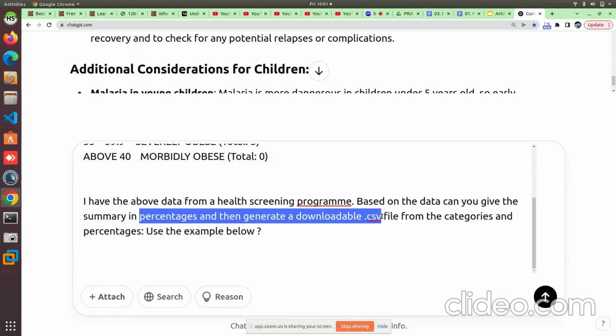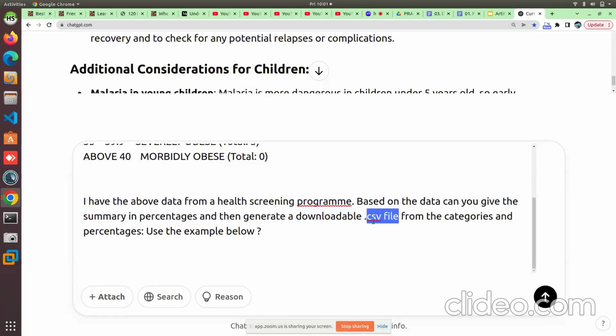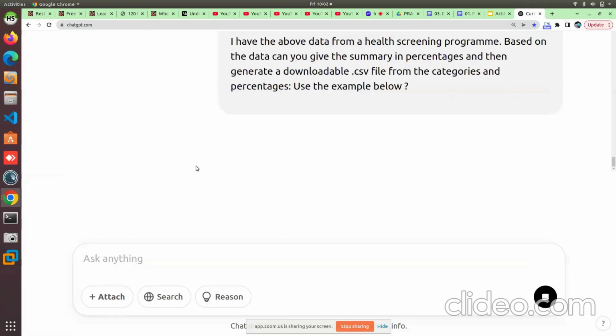I also wanted to draw a graph, a bar chart or something. So I asked AI to generate a downloadable .csv, which is just an Excel file, from the categories and the percentages. So that's what I've asked it to do. Then I submit. Now let's watch what it will say.